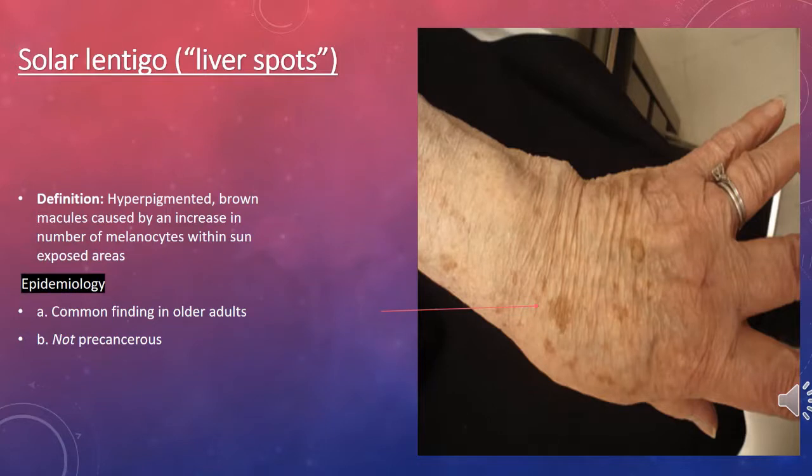The solar lentigo: these are hyperpigmented brown macules caused by an increase in the number of melanocytes within sun-exposed areas. In this case, the melanocyte number is increased, and the location is the areas of the skin exposed to the sun. So solar lentigos are most common on the hands, forearms and shoulders, and they are most commonly seen in older adults as well. Compared to freckles, the freckles have a normal number of melanocytes.